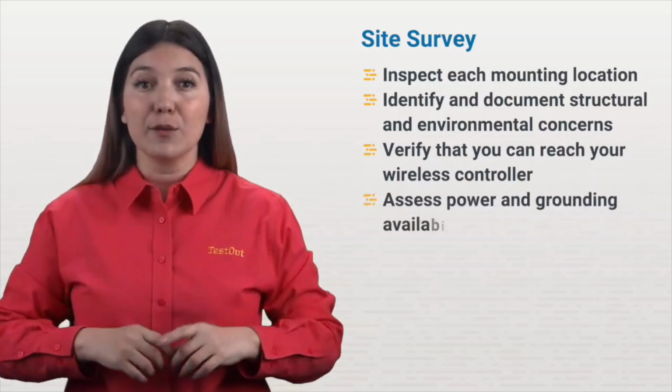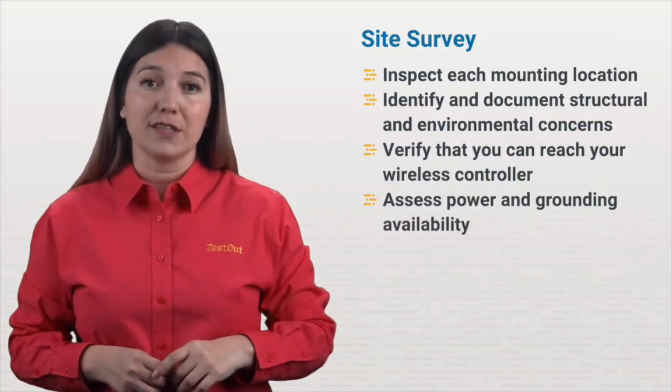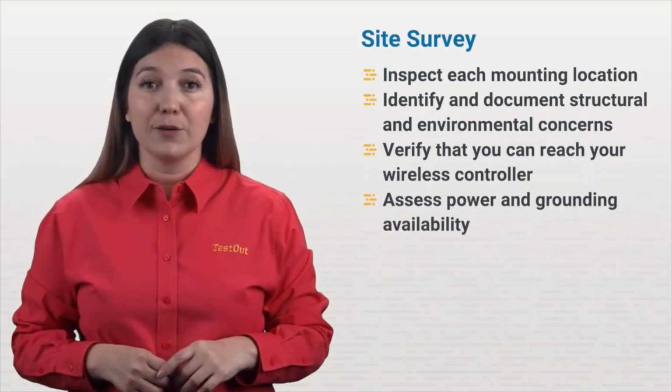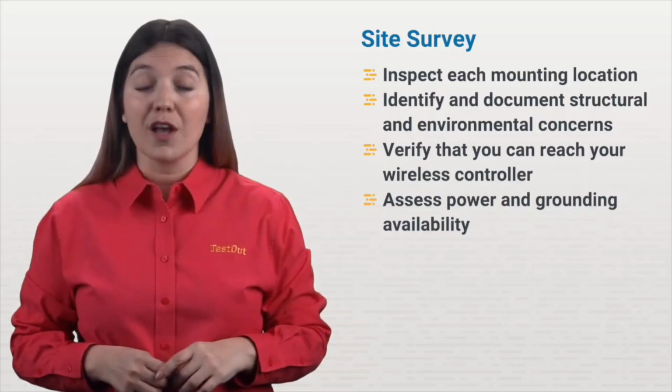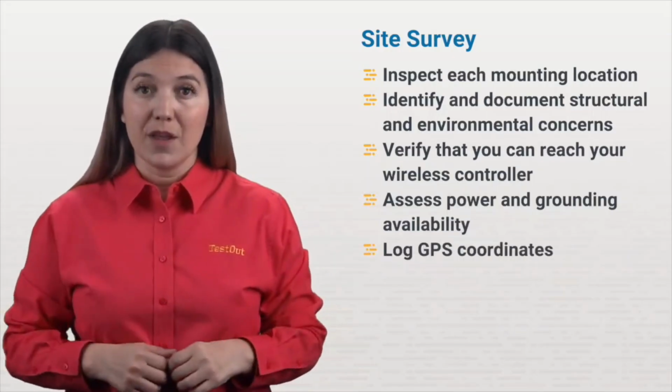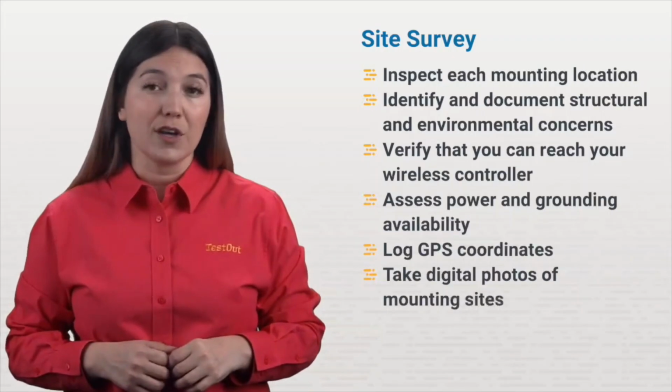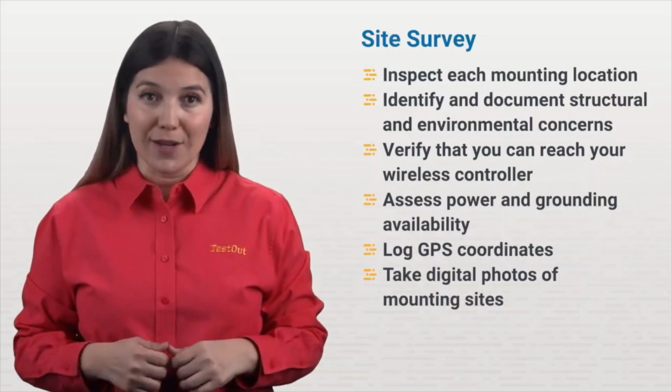Next, assess the availability of power and grounding for the access point. After you've inspected a location and determined that it will work, log its GPS coordinates. You should also take digital photos to document each mounting site and its surrounding area.